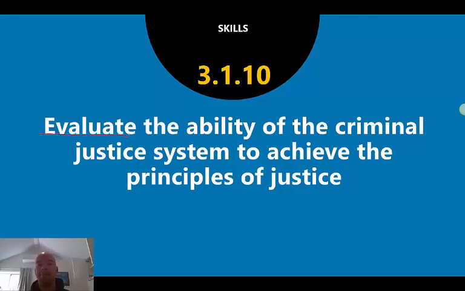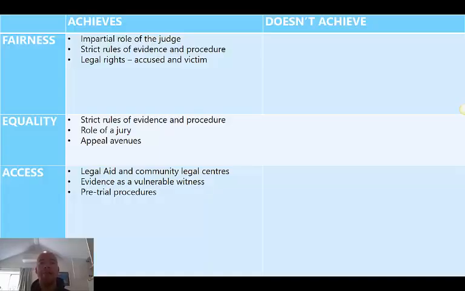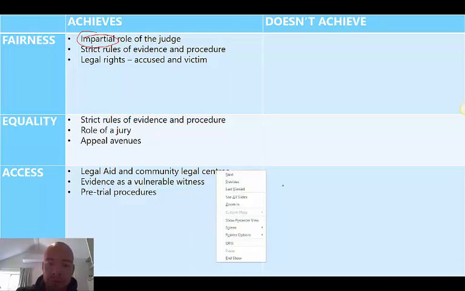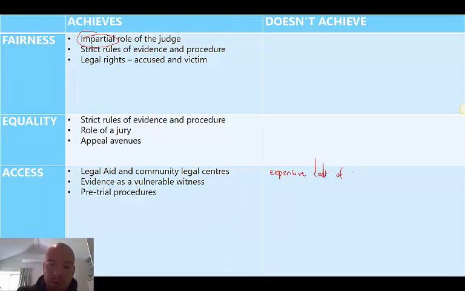Obviously, we need to evaluate the criminal justice system at the end of this area of study. And those things that I've already mentioned, I've put into this table to show you. So things like the impartial role of the judge achieves fairness. The role of the jury achieves equality, legal aid achieves access, etc. And we'll do this after each knowledge dot point and see where they fit into this table. For example, it should also include things like the expensive cost of legal representation is perhaps an aspect of our legal system that doesn't achieve access.